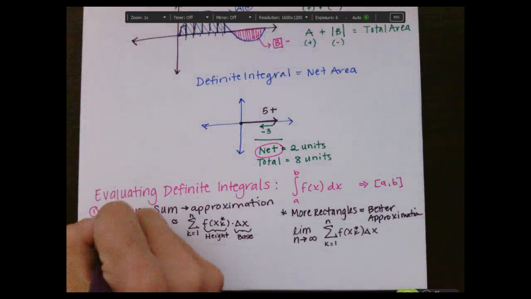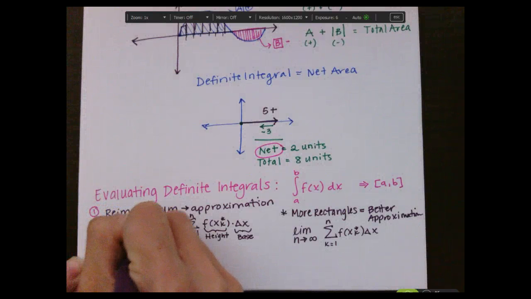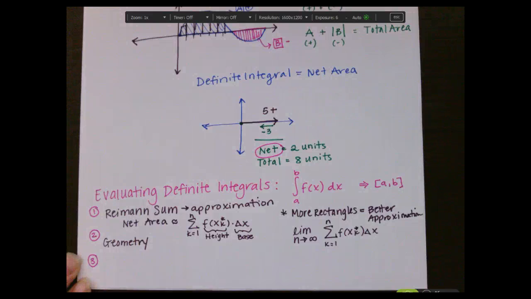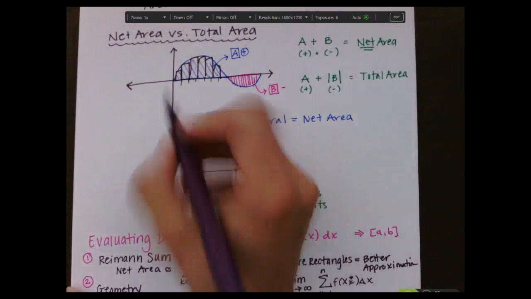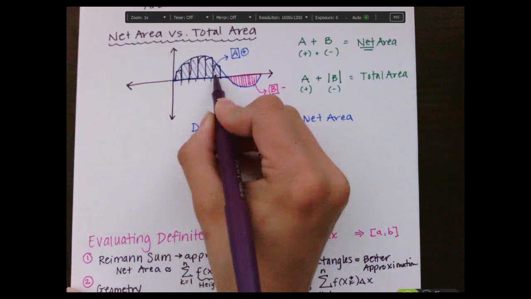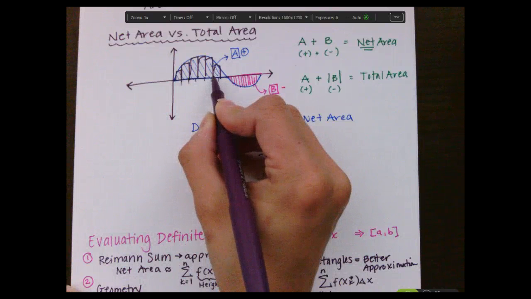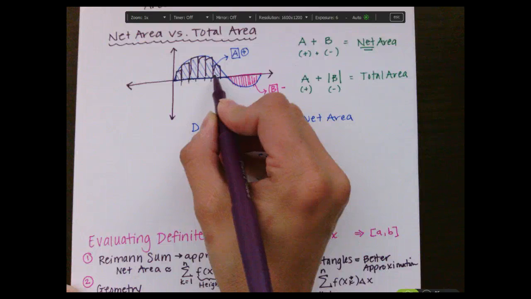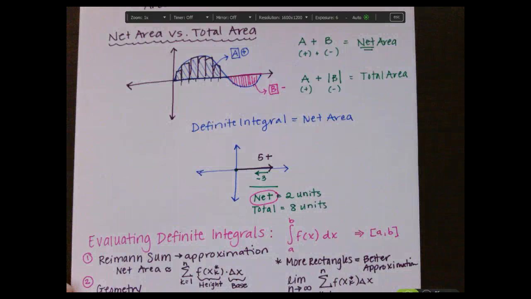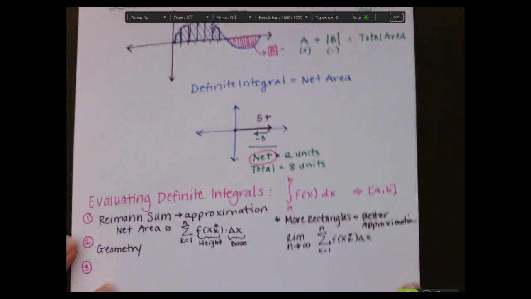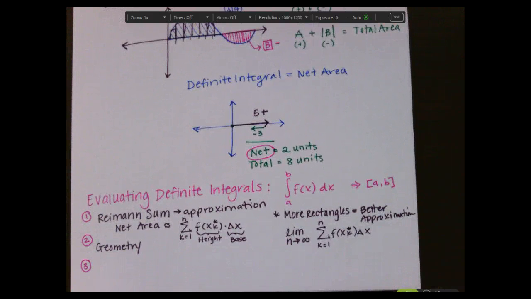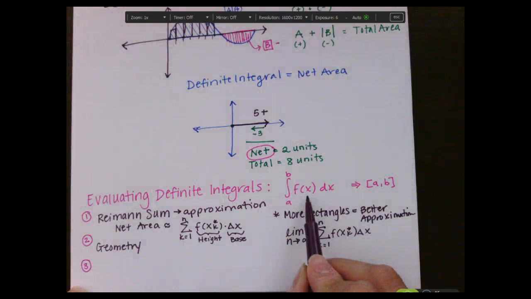So a second option is to use geometry. We'll go over that method in just a second, but essentially we're going to be finding regions bounded by the curve and the x-axis, and we're going to try to break it up into shapes that we know we can find the exact area of, like rectangles and triangles and even trapezoids.